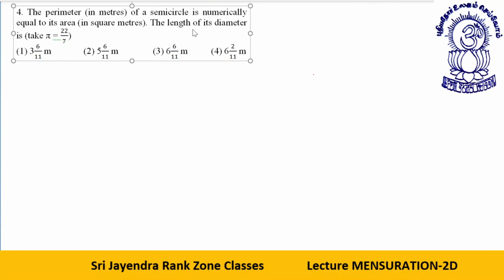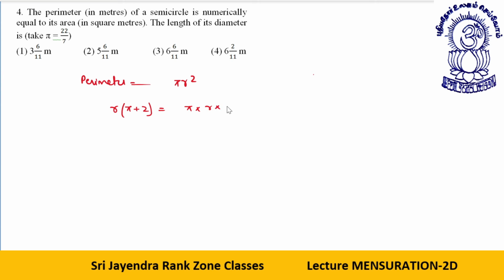The perimeter of a semicircle is numerically equal to its area. The length of its diameter is what? As per the given condition, perimeter is equal to its area, that is pi r square. What is the perimeter now, dear student? The perimeter is 2r plus pi r. If you take r common, you get pi plus 2 into pi into r. R and r cancel. So pi plus 2 is equal to pi into r.